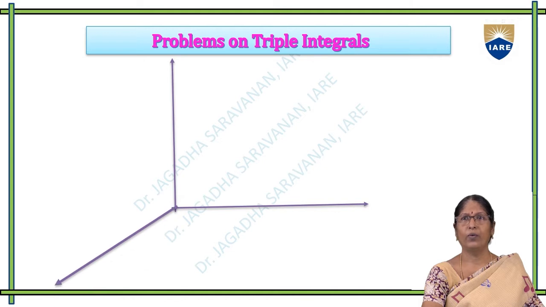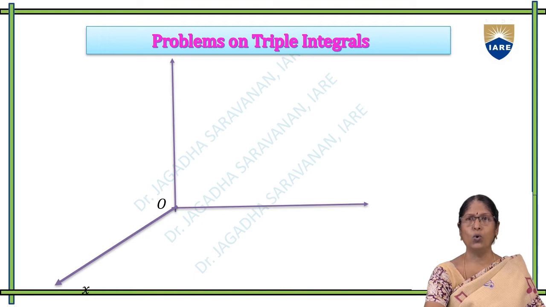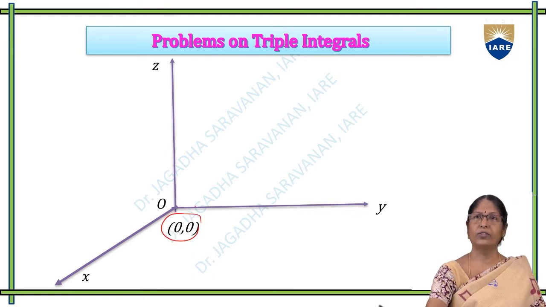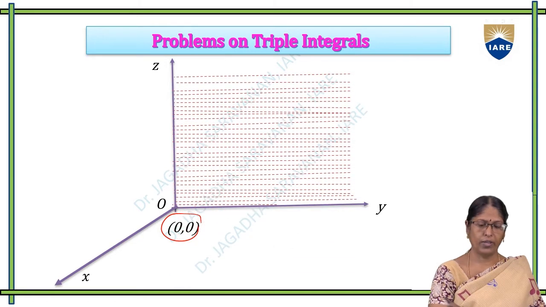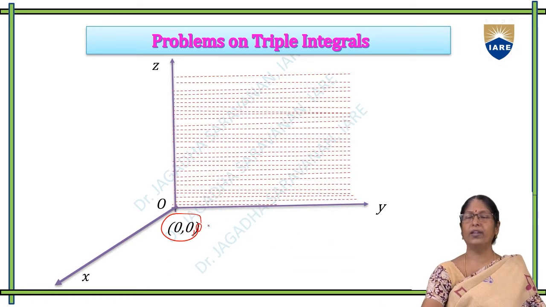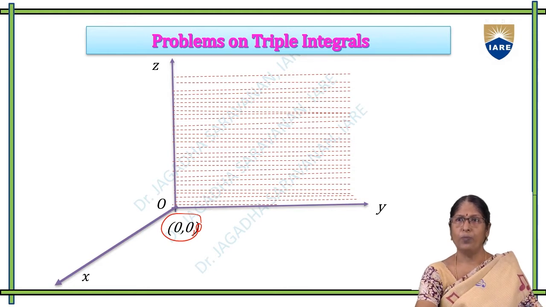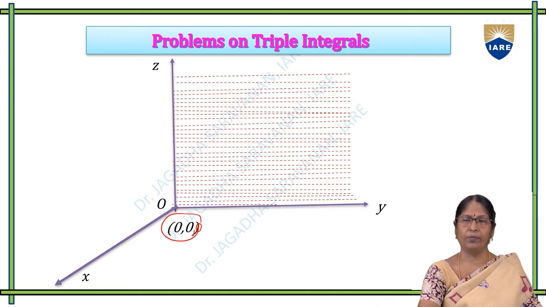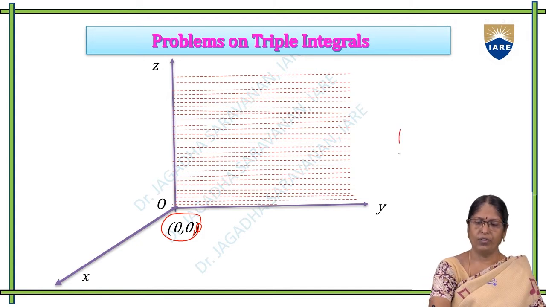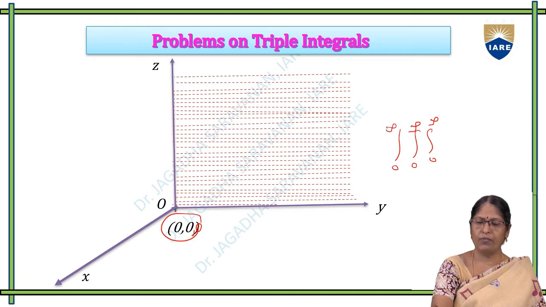Now we can see it is in 3 dimension. The origin we name as O, with the x-axis, y-axis, z-axis. Here the point is 0, 0, actually one more 0 should be there, since it is 3 dimension. Now the integral limits in our question are given very clearly: 0 to infinity, 0 to infinity, 0 to infinity.